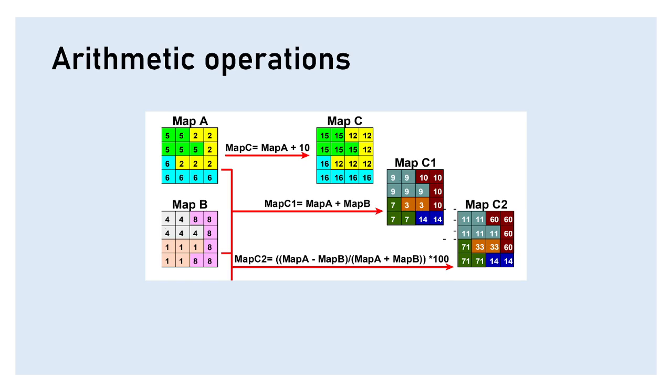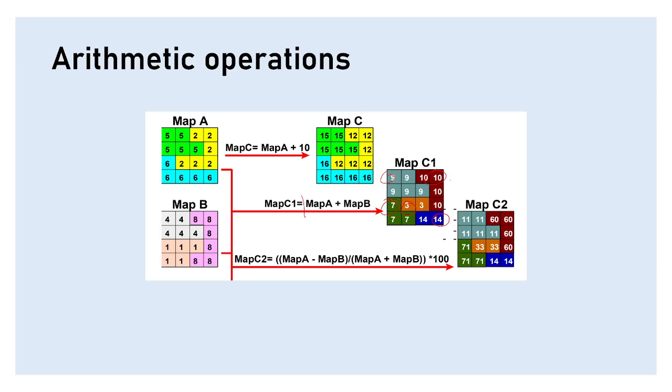Then if you look at the next cell, it is 2 plus 8, which is 10. Likewise, 6 plus 1 is 7, 2 plus 1 is 3, 6 plus 8 is 14. These are all basic arithmetic operations. You're just adding the values between these maps. That's it.